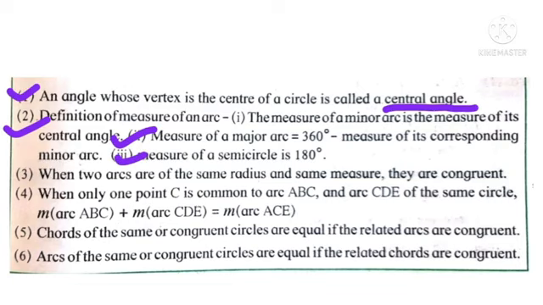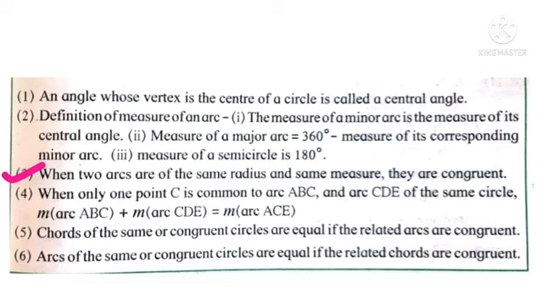Next one is very important, students. See, when two arcs are of the same radius and same measure, then they are congruent. सेम रेडियस आणि सेम मेजरचे आर्क काय असतात, कॉन्ग्रुएंट असतात.